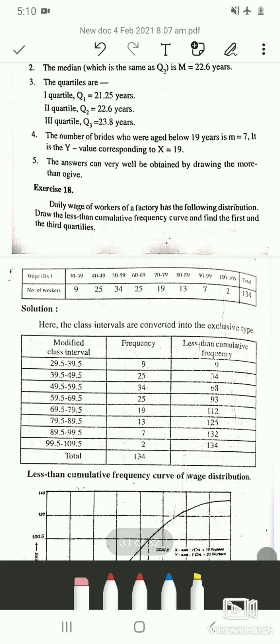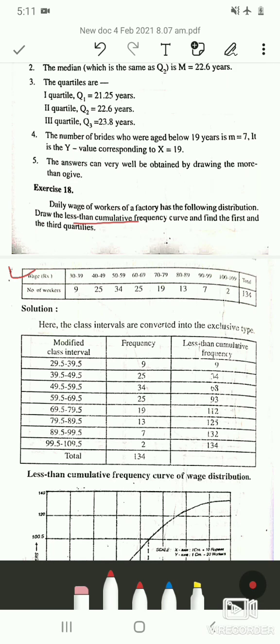The question is, daily wage of workers of a factory has the following distribution. Draw the less than cumulative frequency curve and find the first and the third quartiles. In the question they have mentioned what type of ogive you have to find out. They have given less than cumulative frequency curve, which is less than ogive. Along with this they have given you have to find Q1 and Q3.